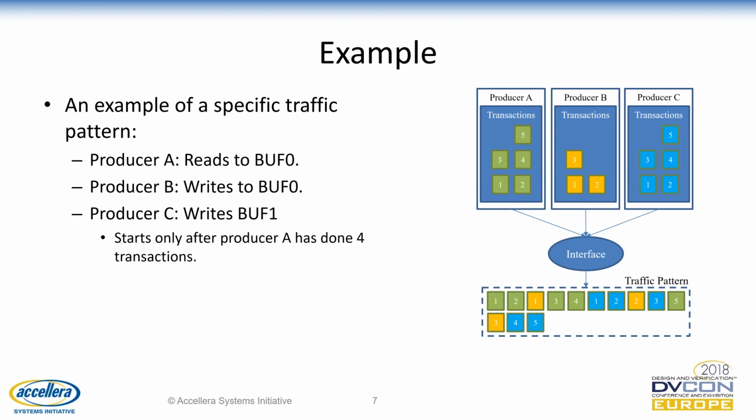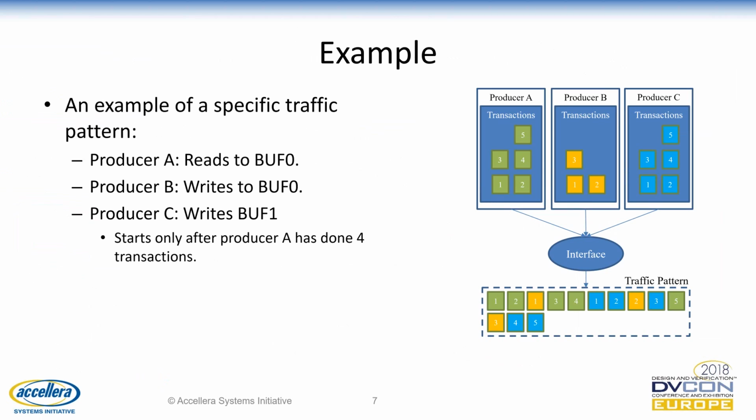So this is an example of such a specific traffic pattern that you would like to apply on this bus. And of course, this is a very simplified example. In real life, it's of course much more complex. So the idea is that we would like to make the designer able to specify traffic patterns in a specific or strict way, so that the underlying implementation basically just executes the specification.